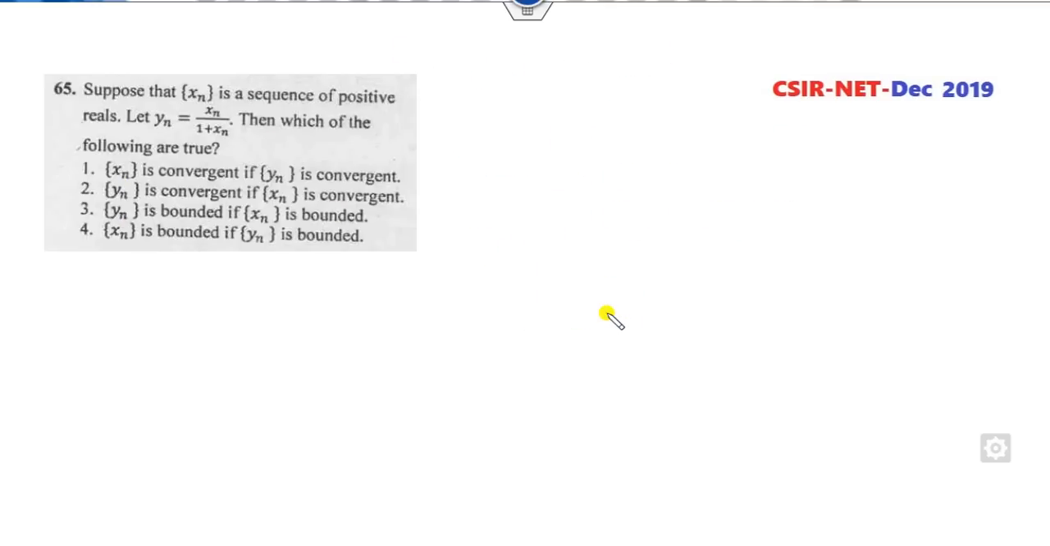Okay, consider the sequence x_n. This is a positive sequence. y_n is my here. Then which of the following are true? Okay, that's simple. Now they are talking only about the sequence, not the series. How can you prove that?